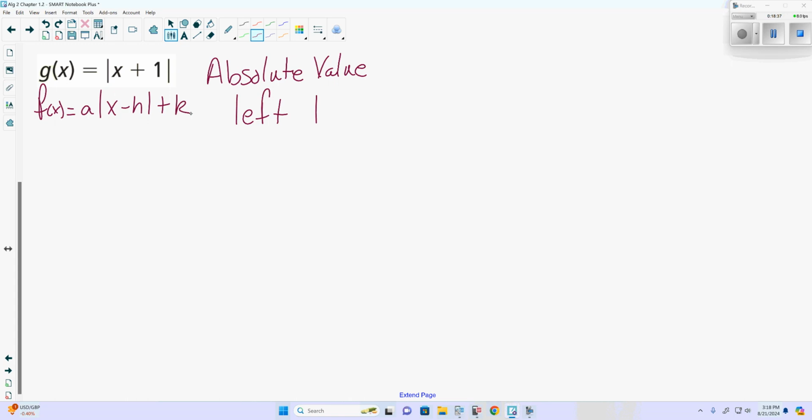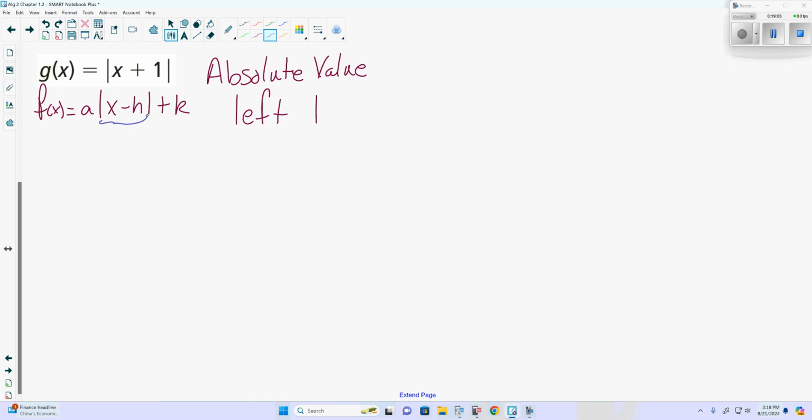So h inside is left to right. That's horizontal. So you're going right. But what did the graph say? The graph said left 1, but it looks like it's right 1, yes? Well, yeah, left is negative, right? Yes. And there's a reason I pull this out.